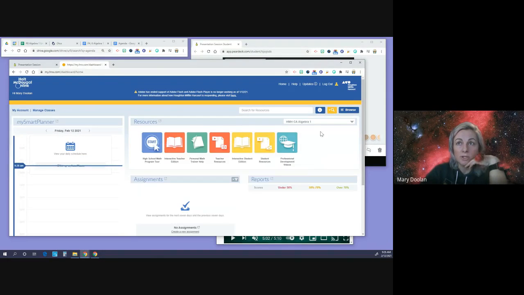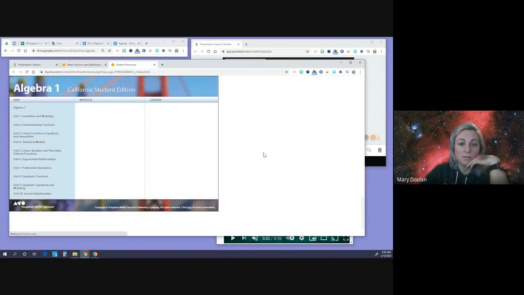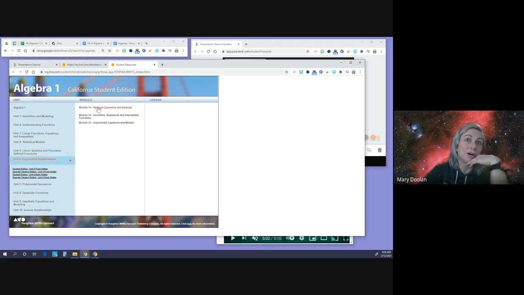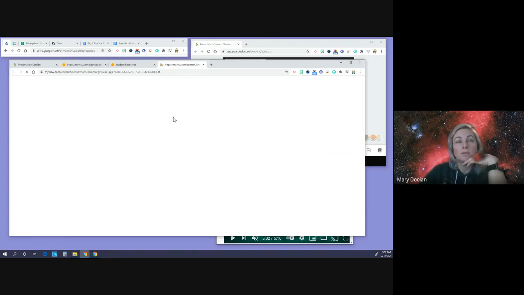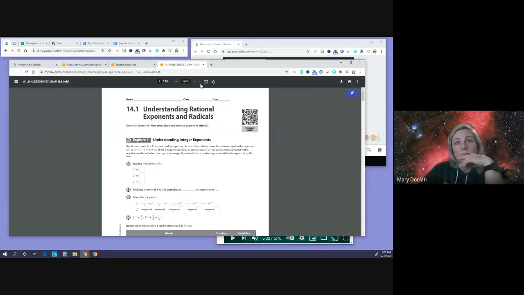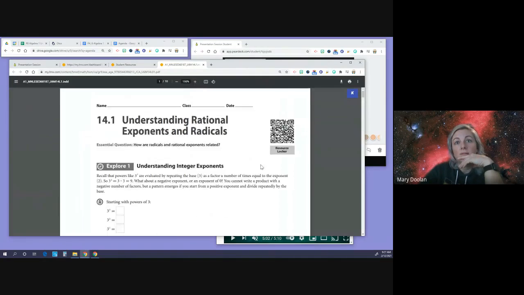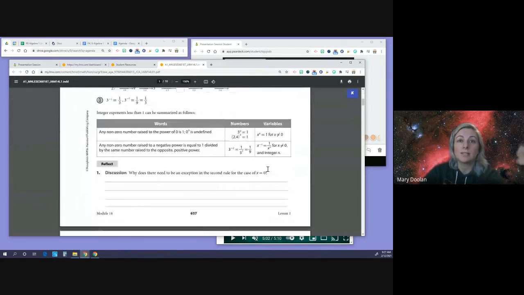And so when you want to look at your textbook, you would go to Student Resources. And then this is the entire textbook. And right now we are in Unit 6, Module 14, Lesson 14.1. And so if you click on that, you can get the student edition right here. And you can always go through and read this to help you understand anything.